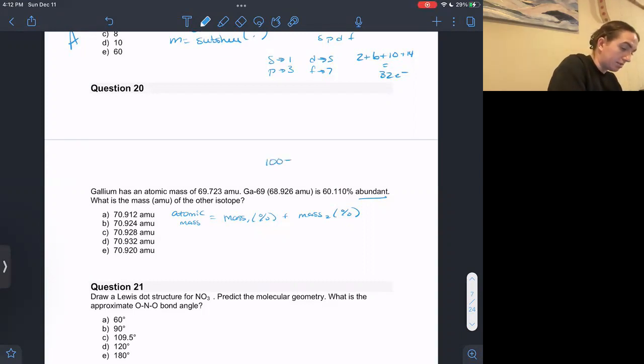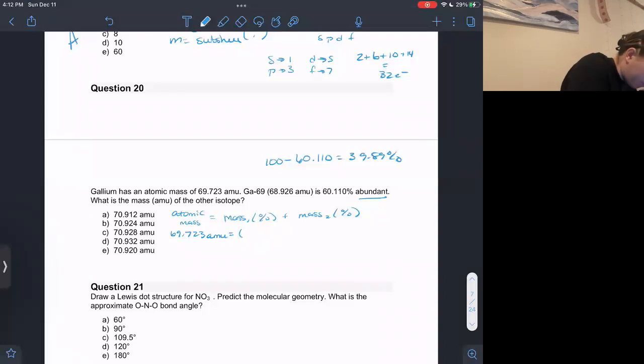So 100 minus 60.110 is equal to 39.89%. Okay, so my other one is going to be equal to 39.89% abundant. So I'll do 69.723. My mass 1 is 60.926, and my percent of this is 60, but I need to change that to a decimal, so this would be 0.60110. My mass 2, I don't know, so that's X, and then percent abundant is 0.3989.